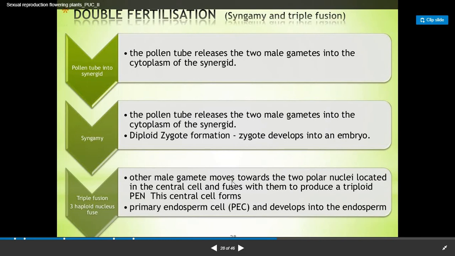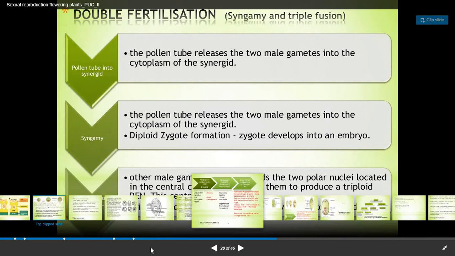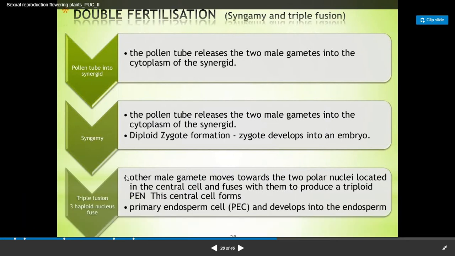The other male gamete moves towards the two polar nuclei located in the central cell and produces a triploid primary endosperm nucleus, which develops further into the endosperm. So as fertilization occurs two times, it is known as double fertilization, which results in the formation of the diploid zygote and the endosperm.